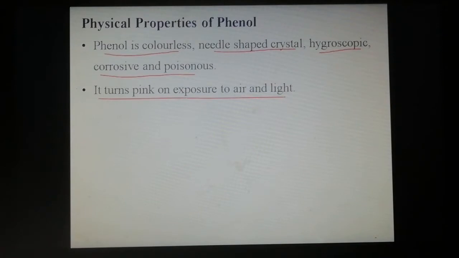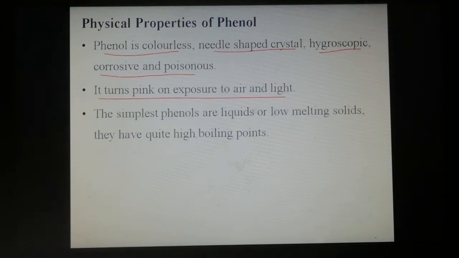Then next, the simplest phenols are liquids or low melting solids and have quite a high boiling point.